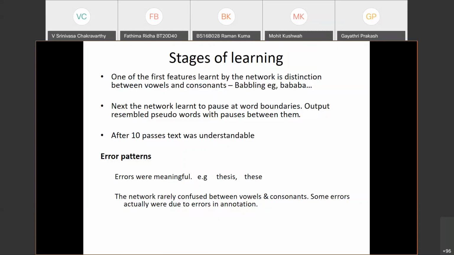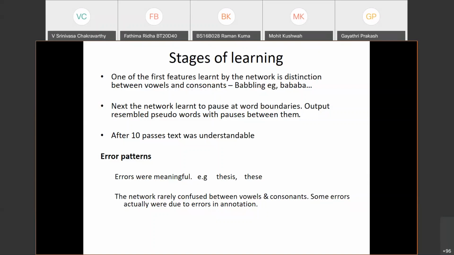So the network is also doing that, but as it trained further, in a second stage of learning, the network learned to pause at word boundaries. It will blabber something and then pause, blabber something and pause. So these resemble pseudo words. It is saying something that is not a legal, valid word, and it's pausing between words. That is what it has learned. After 10 epochs, an epoch being one presentation of the entire training set, the text was understandable, it was intelligible.